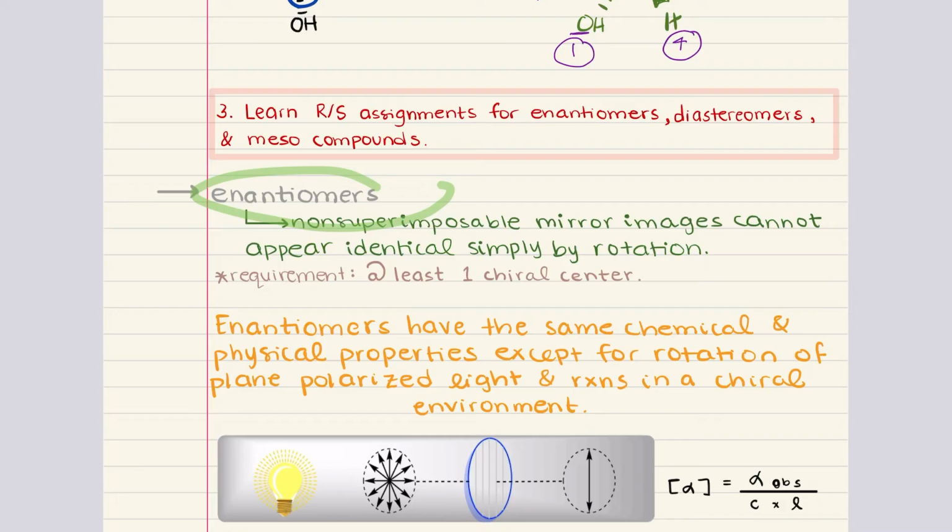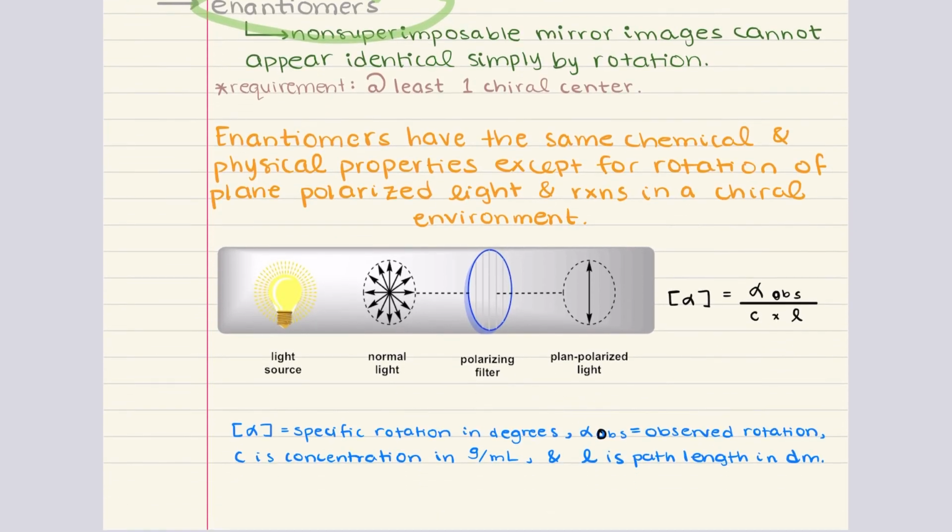Now, enantiomers have the same physical and chemical properties in achiral environments. They're going to have the same boiling point, melting point, and solubility. However, they behave differently in 2 specific scenarios. The first scenario is in regards to how they rotate plane polarized light.